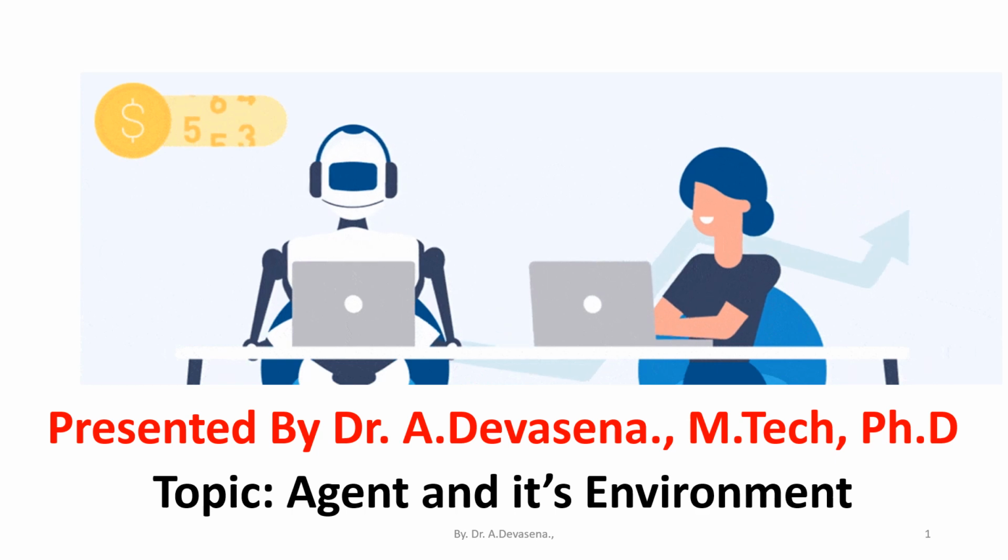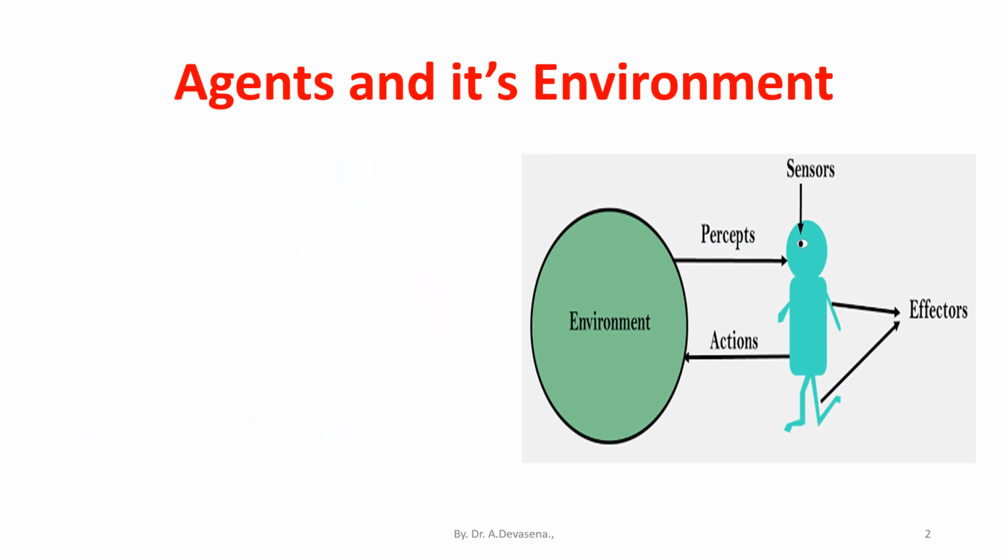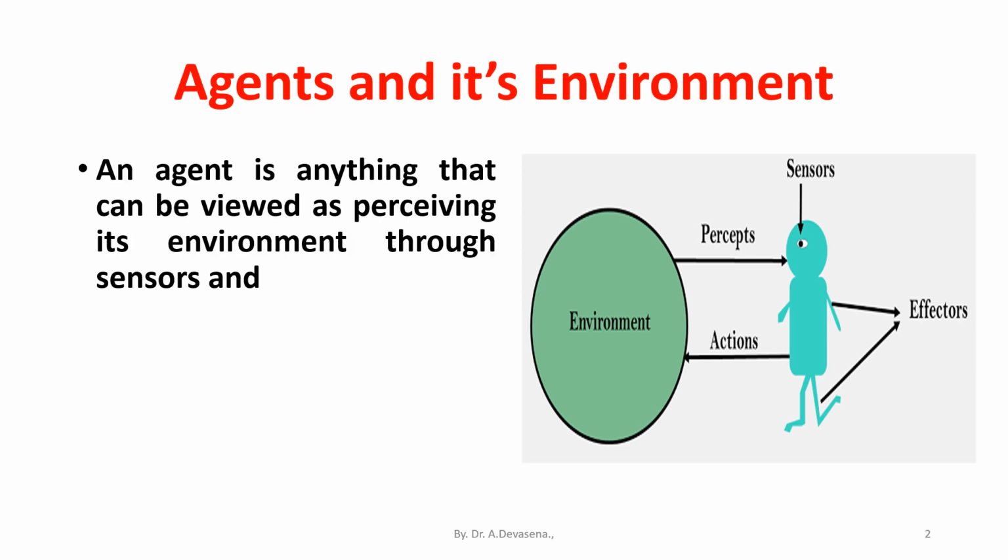This topic is present in the subject Artificial Intelligence and Machine Learning. Let us start discussing the topic. Agent and its environment. An agent is anything that can be viewed as perceiving an environment through sensors and acting upon that environment through actuators.